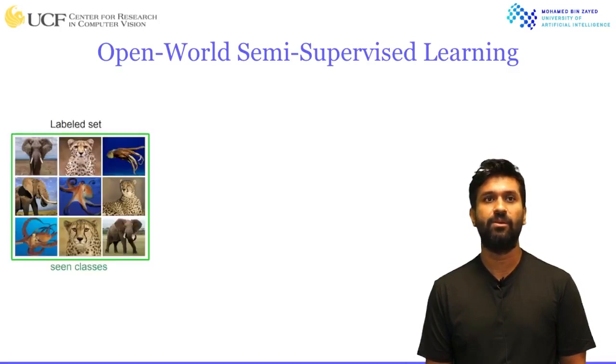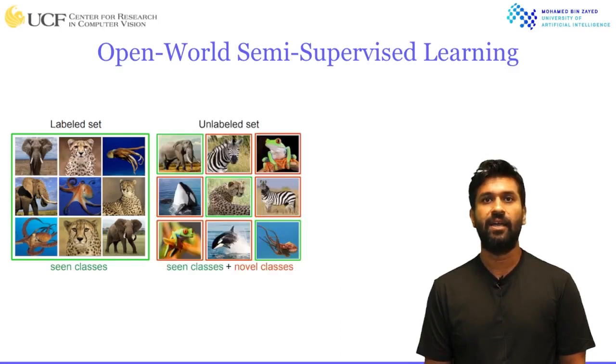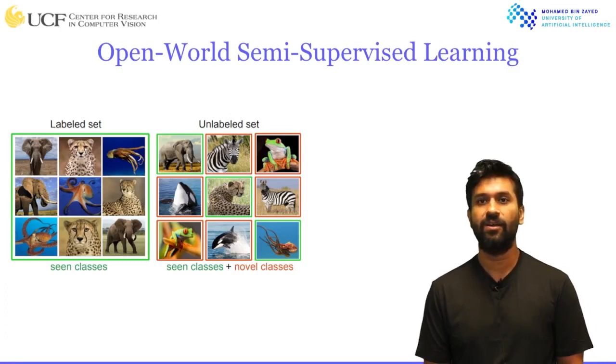In this problem, we are given a labeled set, let's say of seen classes. For instance, in here we have samples from class cheetah, class octopus, and elephant. And we have an unlabeled set where, like standard semi-supervised learning methods, we have unlabeled samples from the seen classes, and we have also samples from some new classes or novel classes. For instance, we have samples from the class dolphin in here, class frog, and also class zebra.